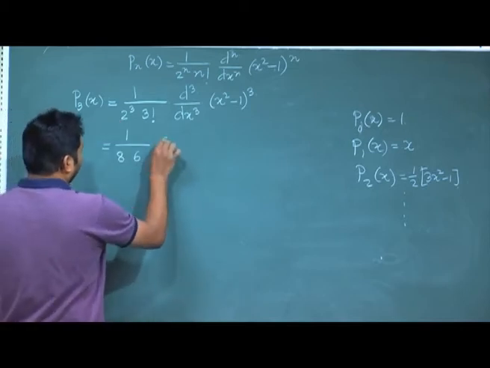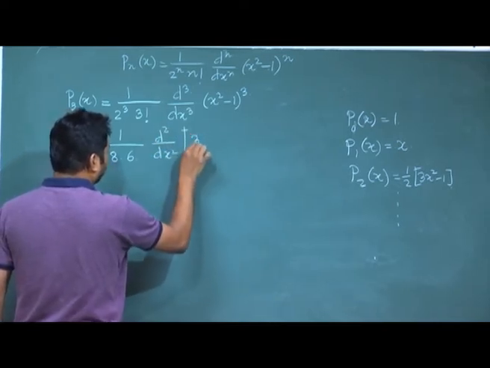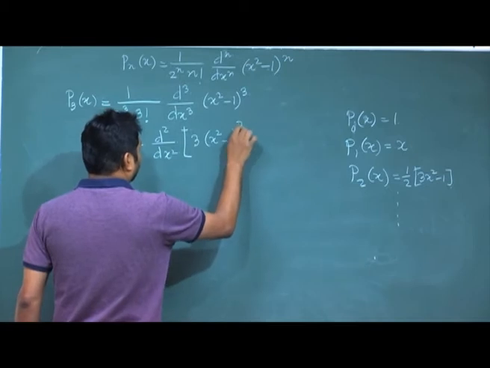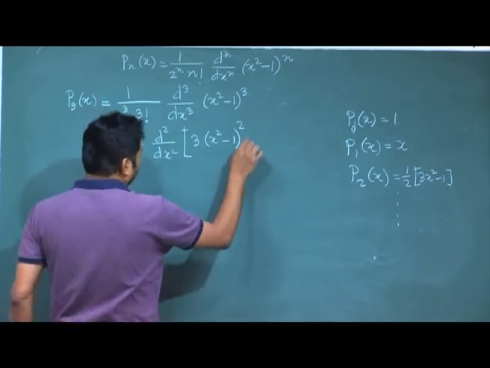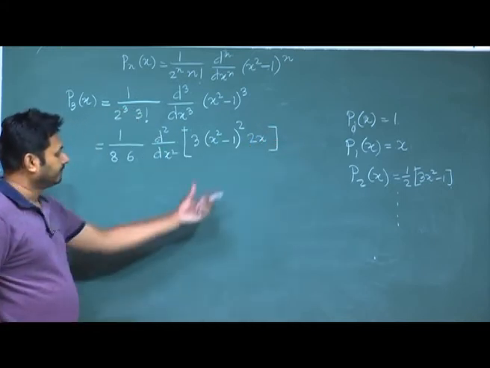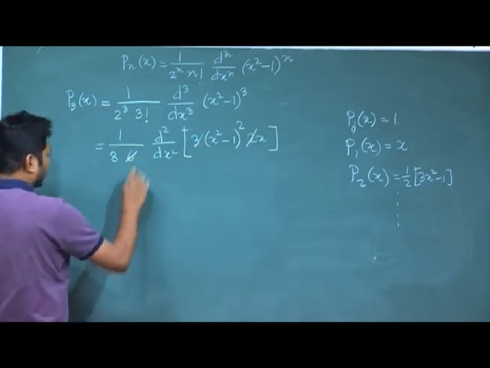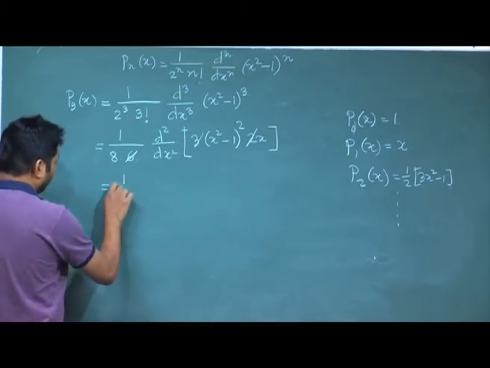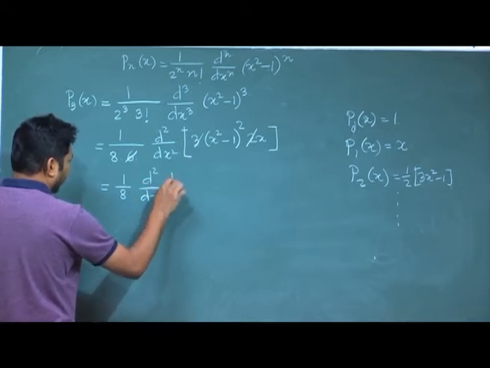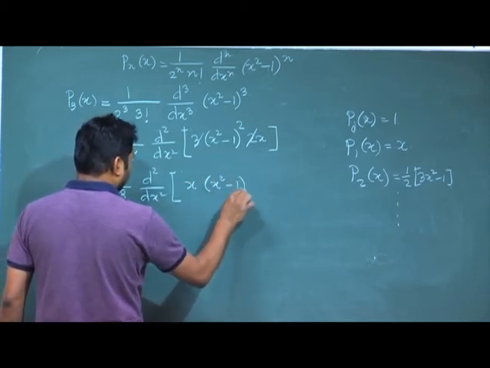Let me put that. For the derivative, I want to reduce one order. If I do that, it will be 3 multiplied by (x² − 1) squared, and for x² I have 2x here. So here again 2 and 3 will cancel out with this 6. So I will have 1/8 d²/dx² of x multiplied by (x² − 1) squared.